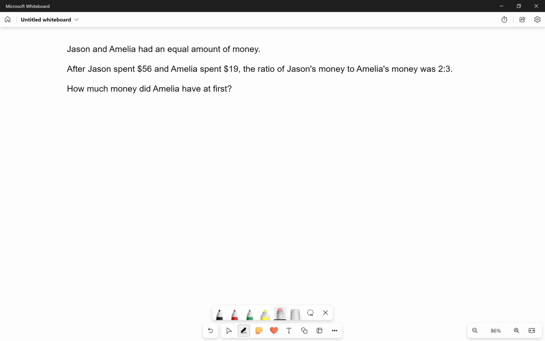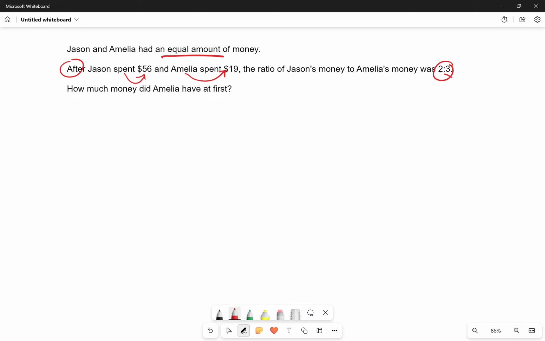Hi, today I'm going to show you how to solve a word problem using both the model approach and the algebra approach. Jason and Amelia had an equal amount of money. After Jason spent $56 and Amelia spent $19, the ratio of Jason's money to Amelia's money was 2:3.